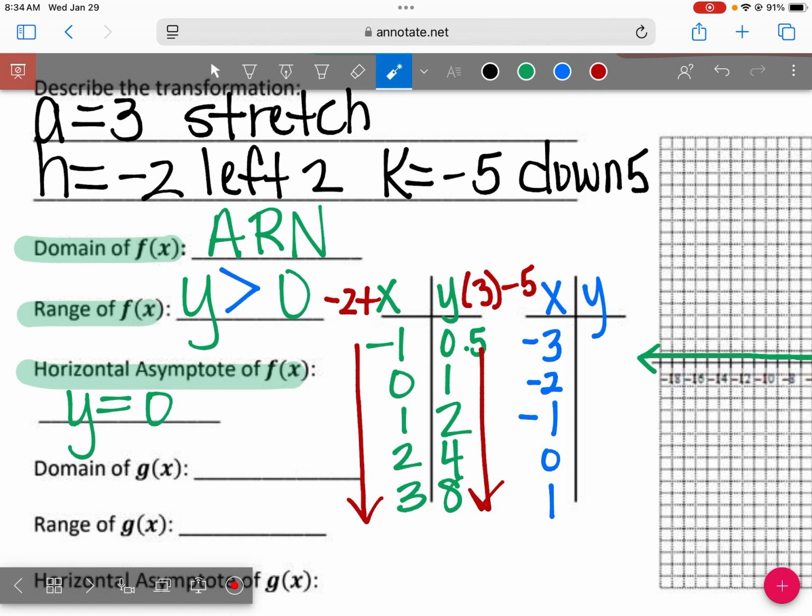Now let's go to the Y column. Take these 5 numbers, multiply them by 3 because that's A, and then subtract 5 and get these 5 numbers. So take these 5 numbers, multiply by 3, and subtract 5.